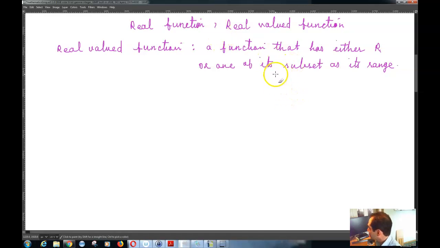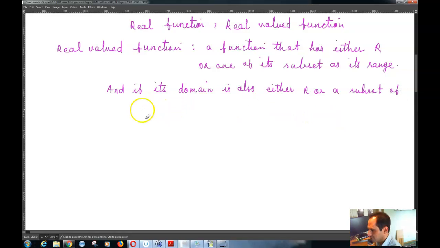And if its domain is also either R or a subset of R, it is called a real function.